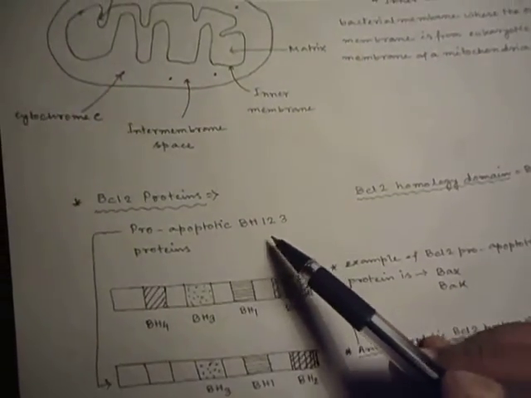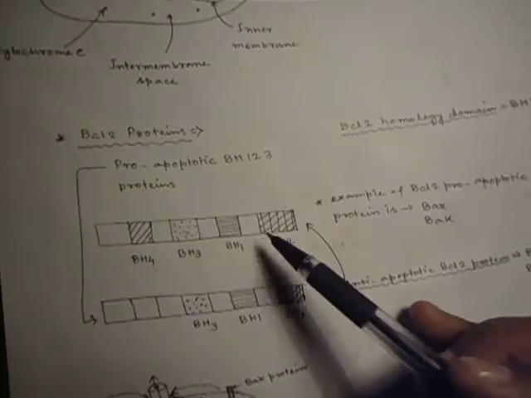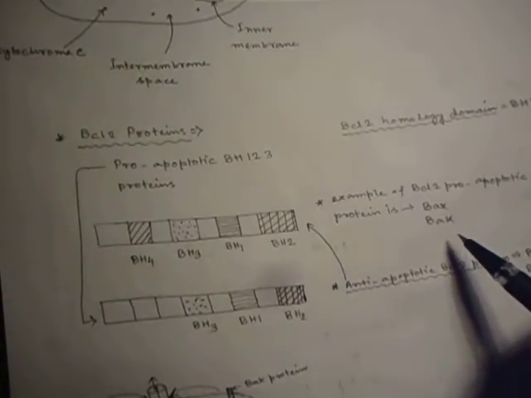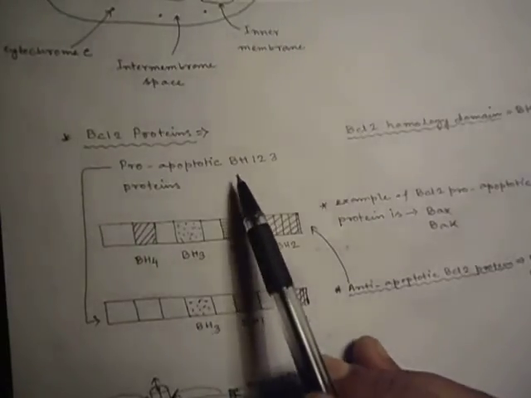Come to the first point. In the pro-apoptotic BH123 proteins, domains 1, 2 and 3 are present, but 4 is absent. They help to bring about apoptosis, so they are called pro-apoptotic BH123 proteins. Now the second one. Examples of pro-apoptotic BCL2 proteins are Bax and Bak, which are BH123 proteins.